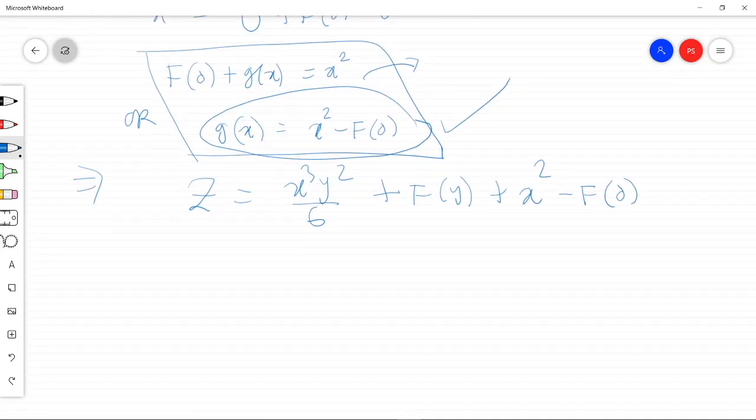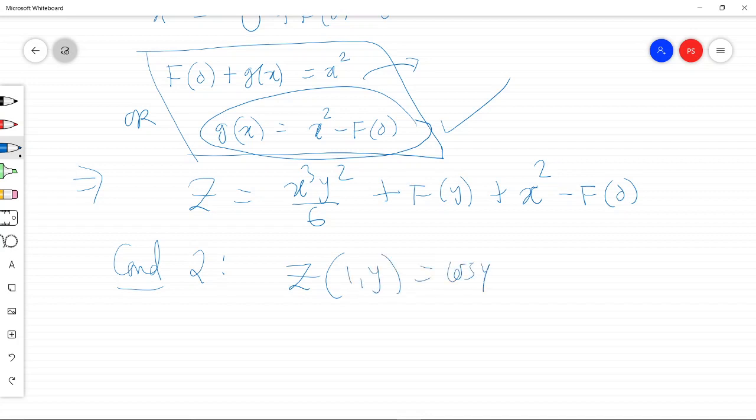Now we have got rid of the factor g of x. Now let us use the second condition, condition 2, which says z of 1, y is equal to cos y. So z value is cos y when x value is 1. So let us substitute here z equal to cos y, x equal to 1.